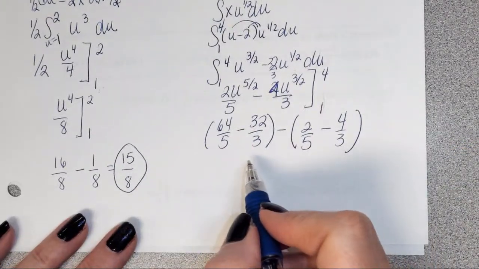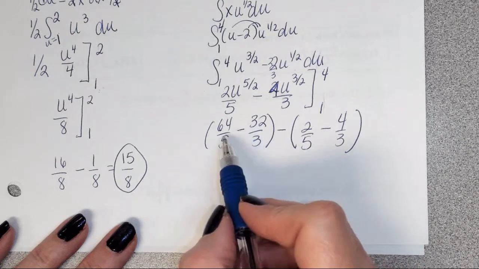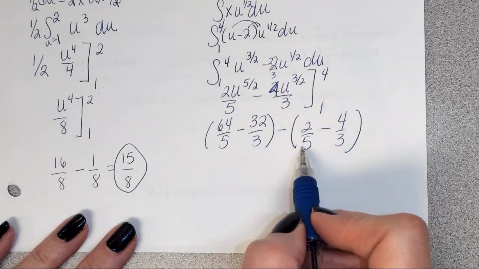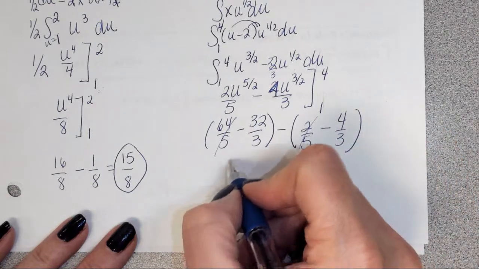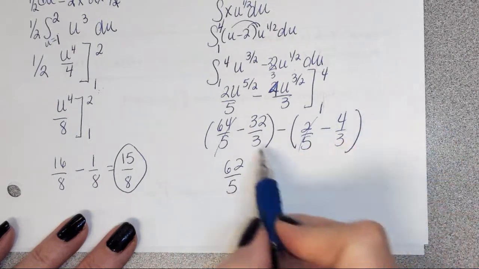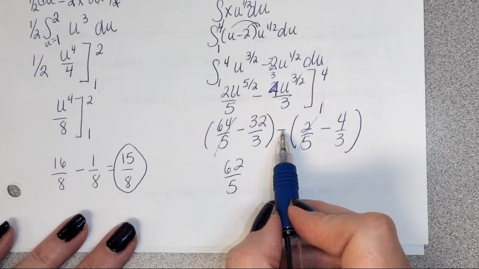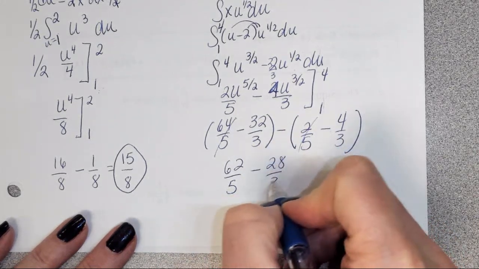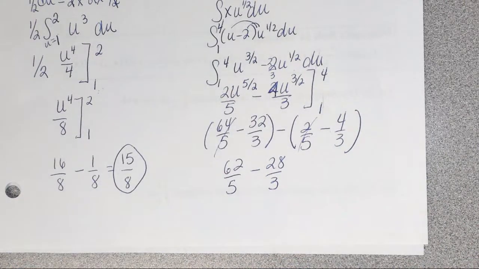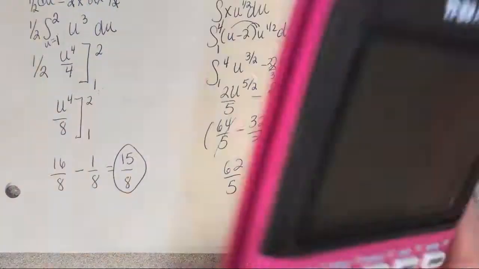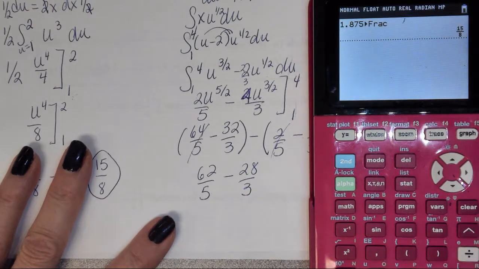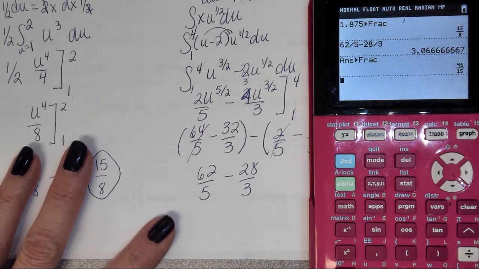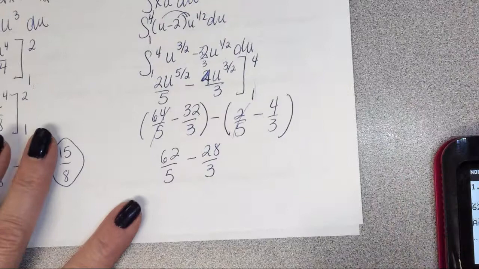At this point, you can plug it into your calculator, but I'm going to simplify a little more. 64 fifths minus 2 fifths I can do. That would give me 62 fifths. Negative 32 thirds minus a negative would be plus. That's going to be minus 28 thirds. And I'm going to just plug this into my calculator. So I get 62 fifths minus 28 thirds is this. I'm going to math bracket 46 over 15.